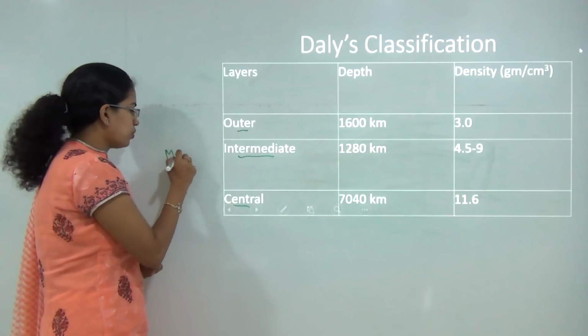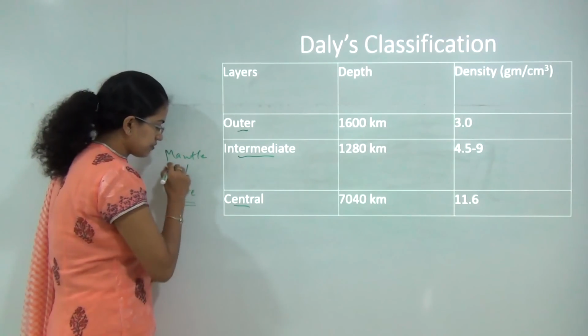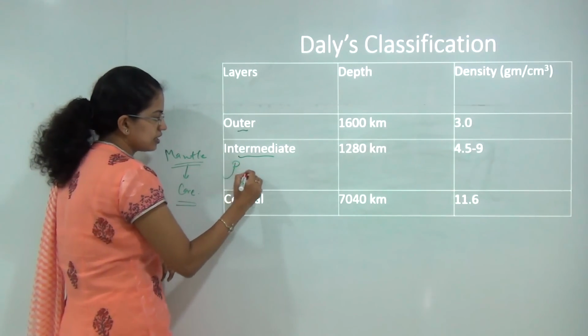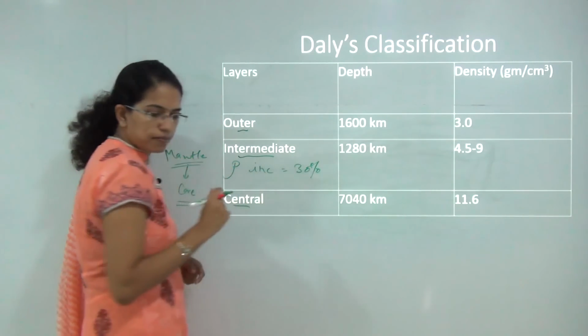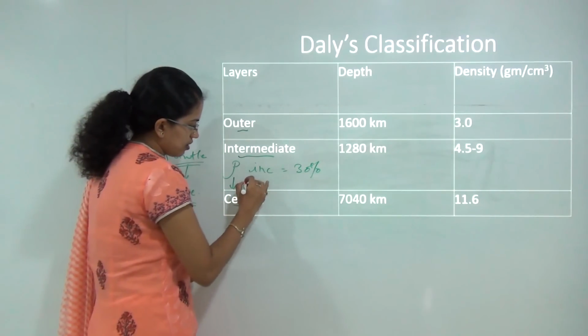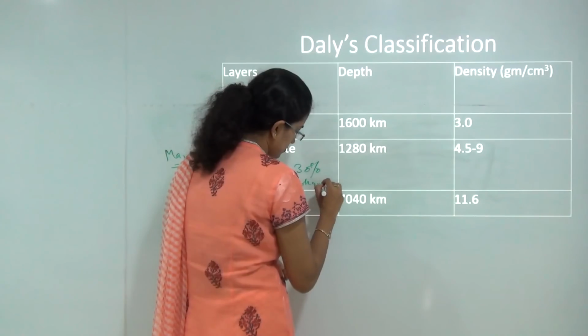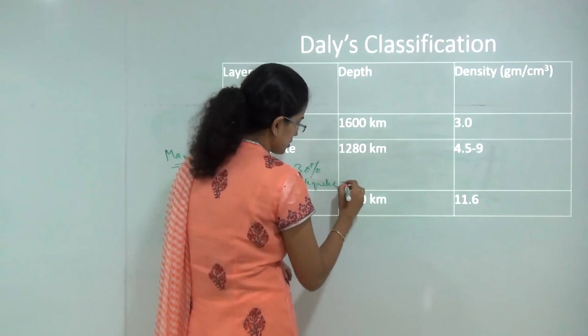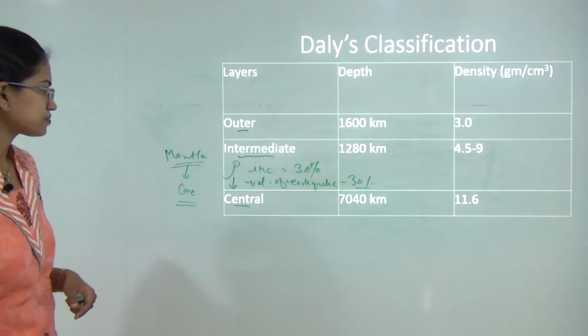Now whenever we go from mantle to core, there is an interesting phenomenon that the density would increase by around 30%, but at the same time there would be a decrease in the velocity of earthquake waves, and that decrease would again be around 30%.